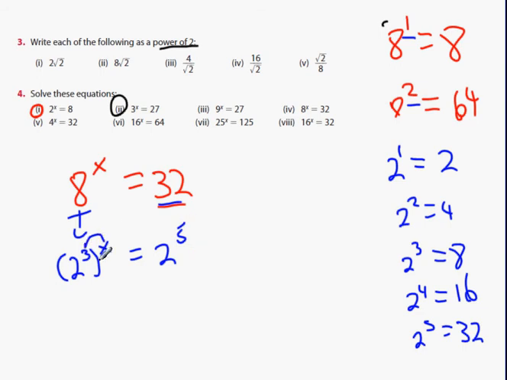Multiply. Why are we multiplying these? Anybody tell me why we're multiplying them? Because of the brackets, yeah? 2 to the power of 3x equals 2 to the power of 5. What's the next line?